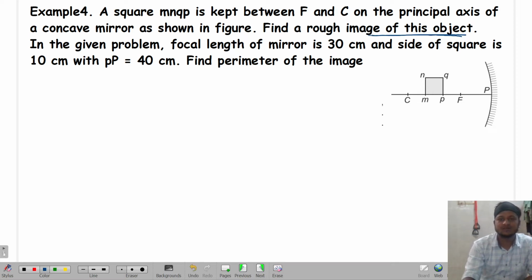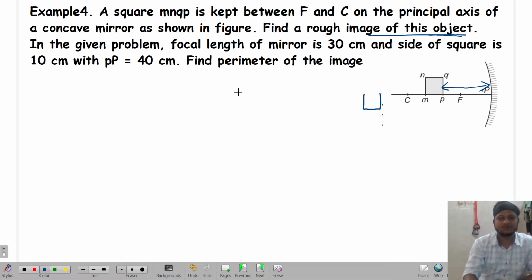So I have told you that if the object is between center and focus, first I'll get the image beyond the center, a rectangle. This is my normal convention. But what is going to happen? PQ is nearer to the pole, yes or no? This PQ is nearer to the pole. So what is going to happen? The image will be much nearer to the pole.